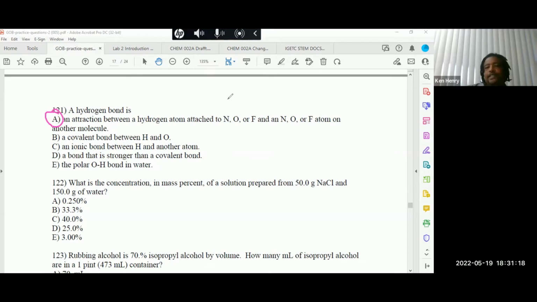I want to say A. It is A, yes, because it's between two molecules. Actually, in most cases, it's between two molecules. Sometimes you could have it interacting with the same molecule if the molecule is long.